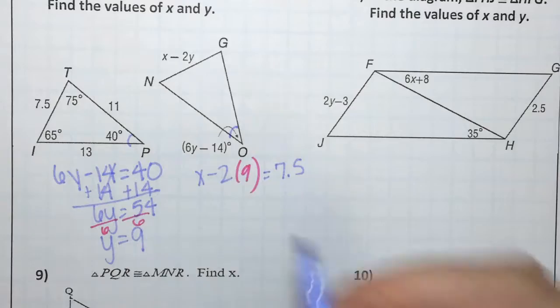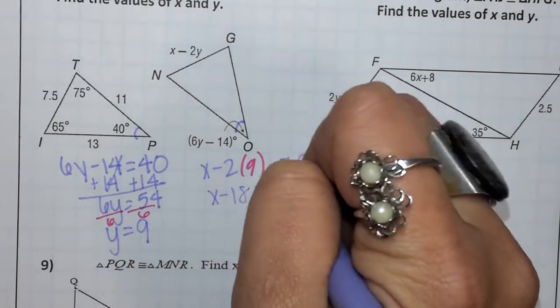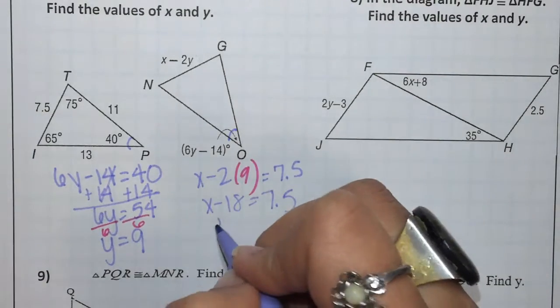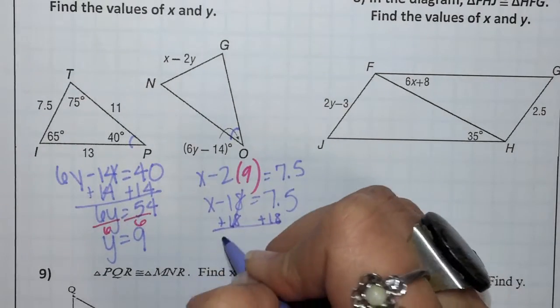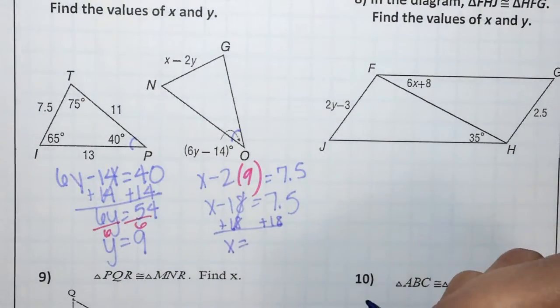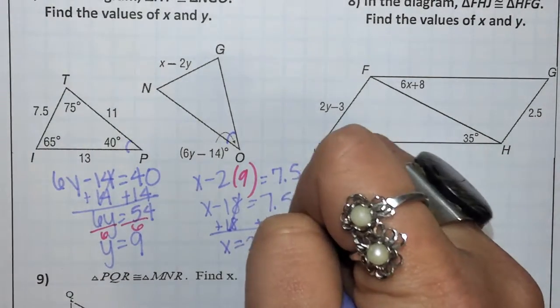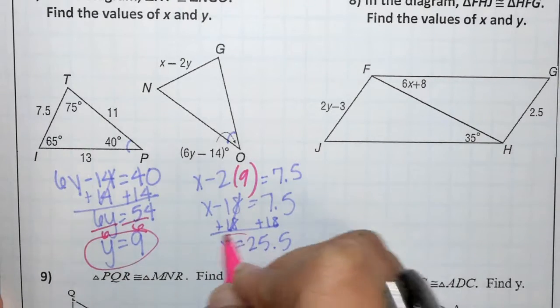Alright, what's 2 times 9? So we have x minus 18 equals 7.5. And then what do we do from here? Is there any judgment if we still need to write plus 18? No. And what's 7.5 plus 18? 25.5. And we're done with our problem. Was that super difficult? No.